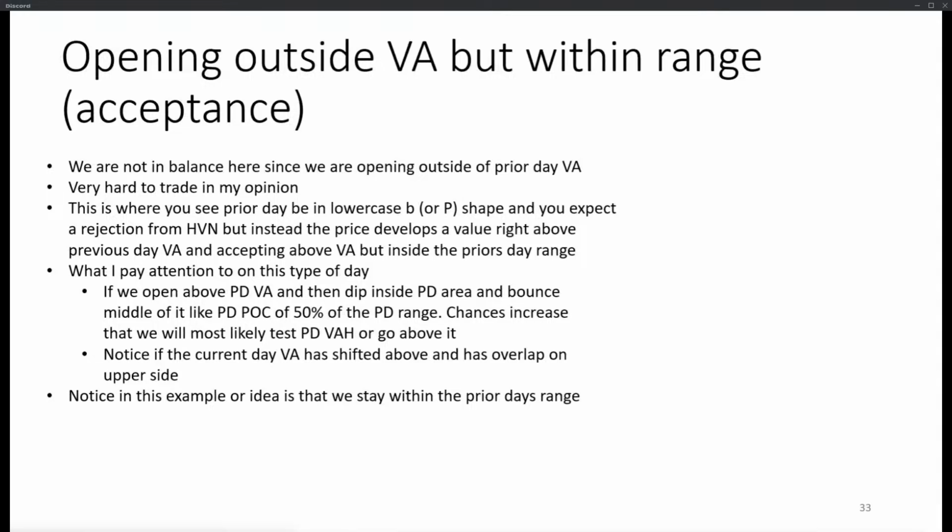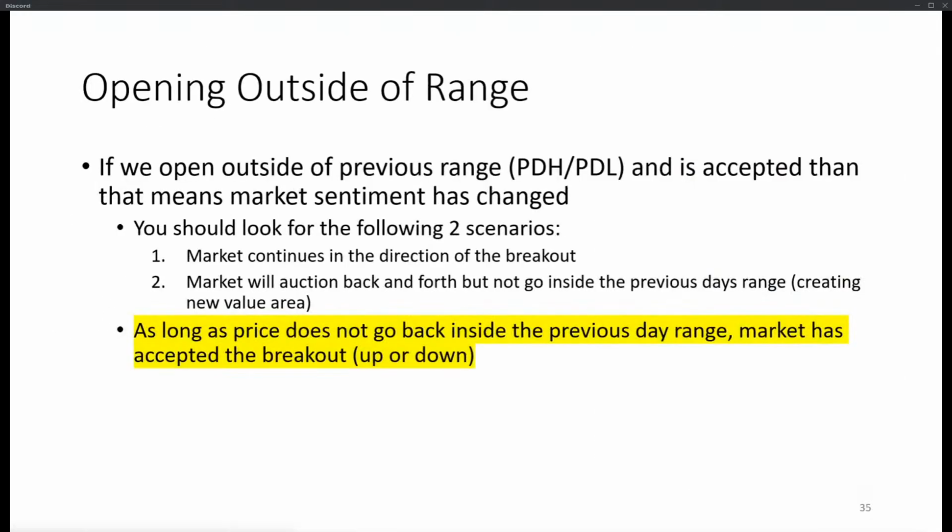We're not in balance, since once you open outside, you're really not in balance there. Let's see. This is the one that you're talking about, Island: opening outside of range. If you open outside of the previous day range, meaning you broke the PDH and the PDL, that means it has shifted. How do you determine if the price is accepted in this scenario? If the price is accepted, we're in the value area of the previous day. Careful, it's a trick question. Previous day value area high or the range top.